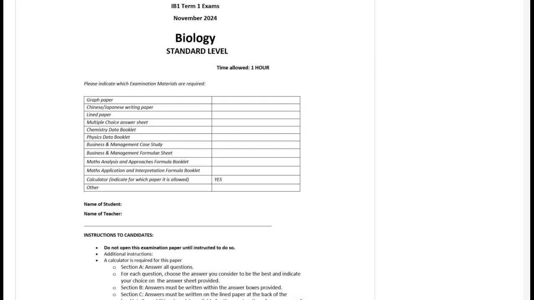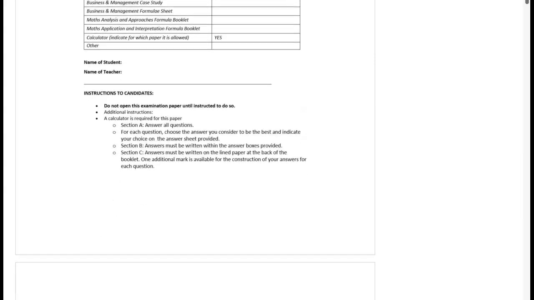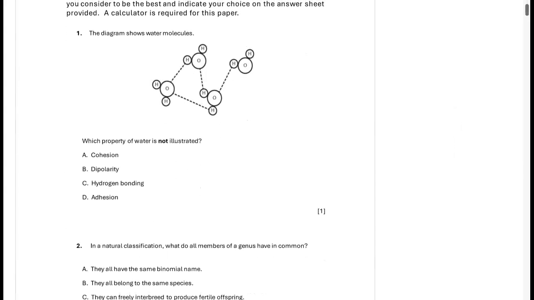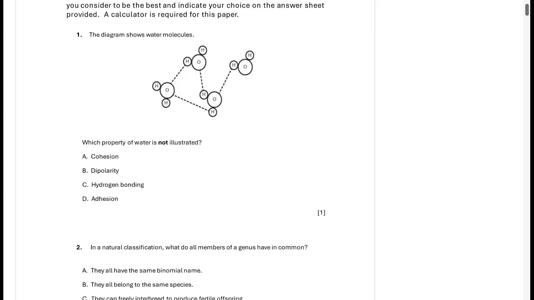In this video, I'm going to go through the multiple choice section of the standard level biology exam, November 2024. Question 1 shows a diagram of some water molecules, and the things that we can see are 4 water molecules with some hydrogen bonding. So which property is not illustrated?